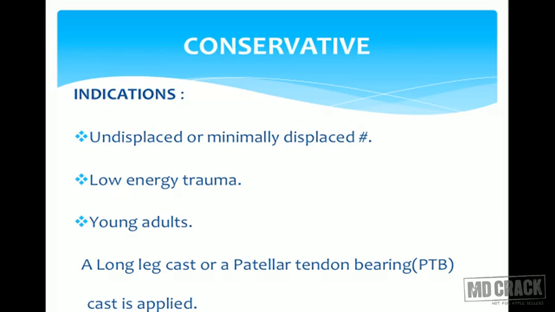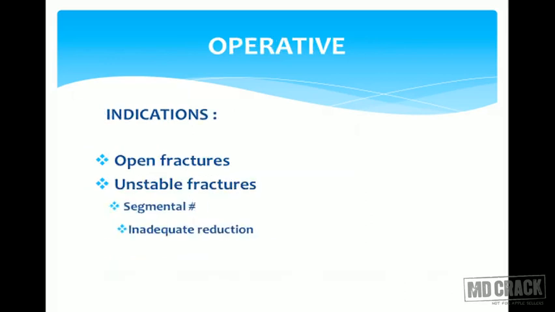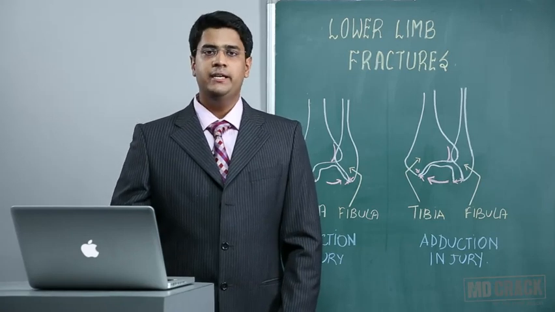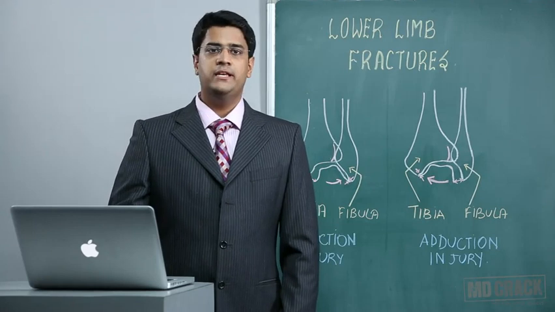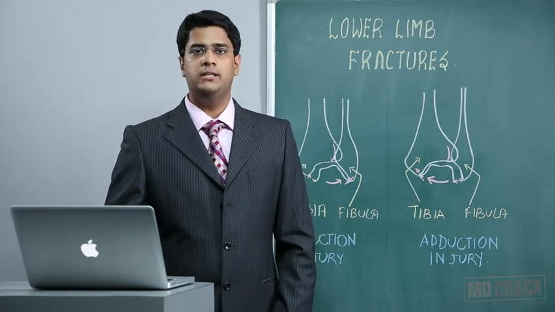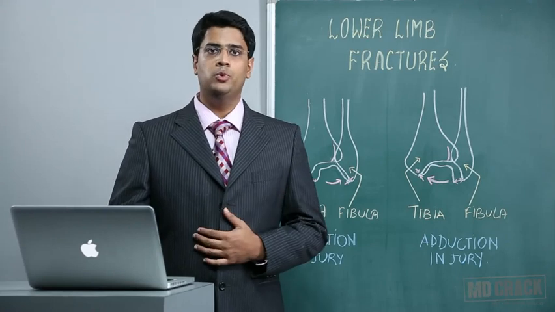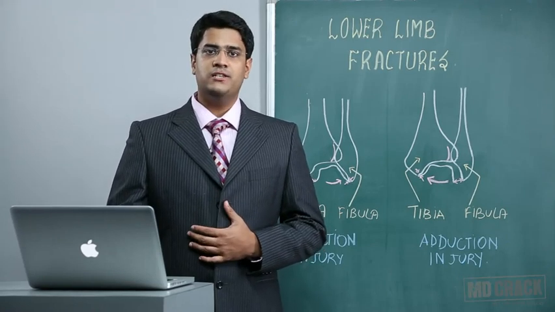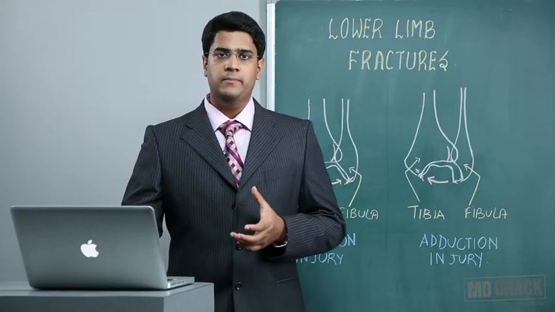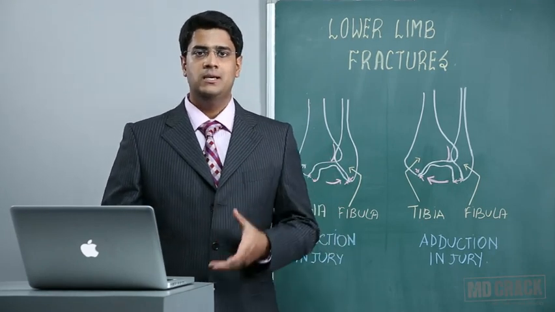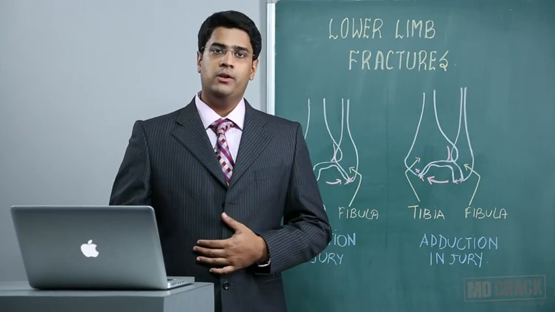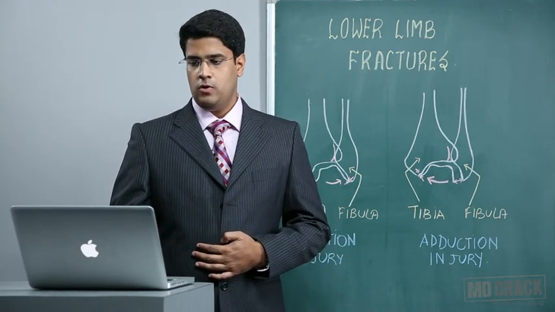This is done in the form of a long leg cast, that is above the knee, or there is a patellar tendon bearing cast, that is at the level of the patella, a cast applied circumferentially. Coming to the operative management, the indications are if there is an open fracture, that is, as we have discussed earlier, a compound injury, you cannot do a conservative line of management. The fracture is unstable. If there are segmental fractures, that is the fracture has occurred at two levels, and there is inadequate reduction, that is also one of the reasons for operative management.